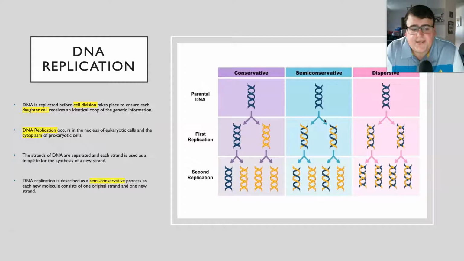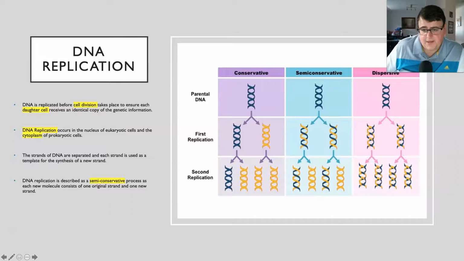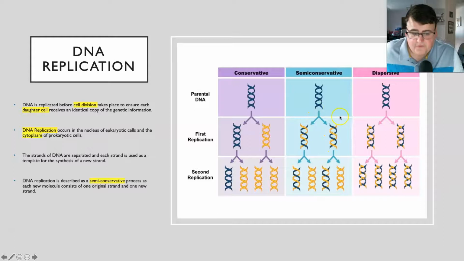The first process is that the DNA strands are separated, and each strand is used as a template for the synthesis of a new strand. Now, when we have that new strand of DNA, it's made up of one old strand of DNA and one new strand of DNA. Okay, so semi-conservative. We split the DNA strands up. One of the old blue strands is used to make the new yellow strand here, while the other blue strand is used to make the new yellow strand here. So it's semi-conservative. One old strand, one new strand in each of the replicated DNA molecules.